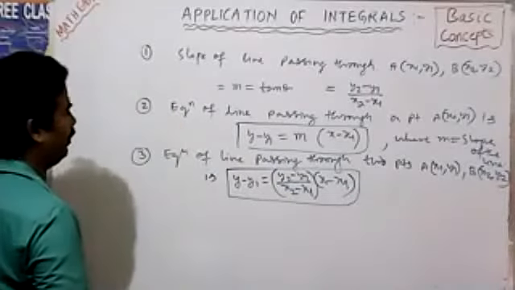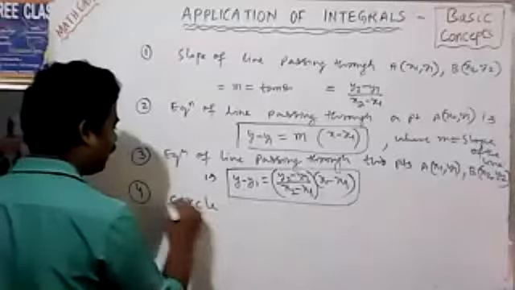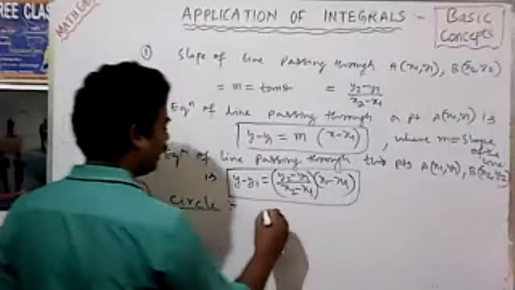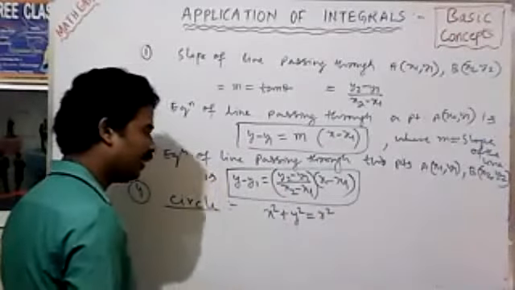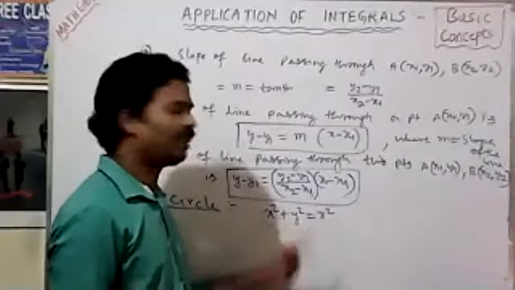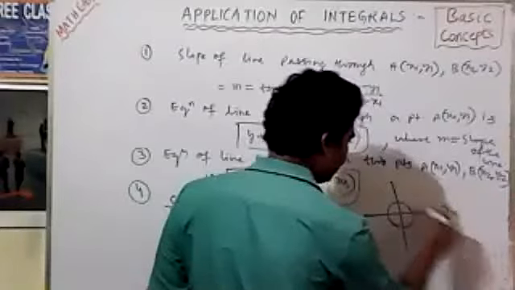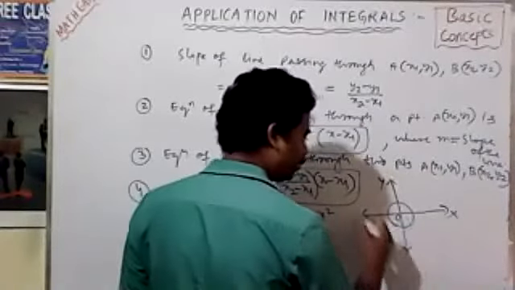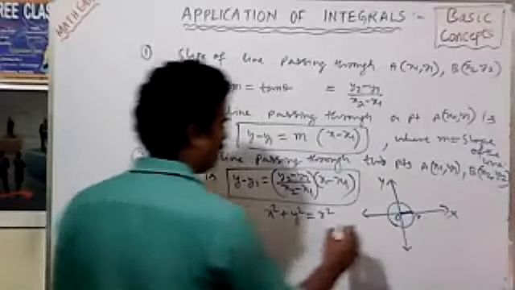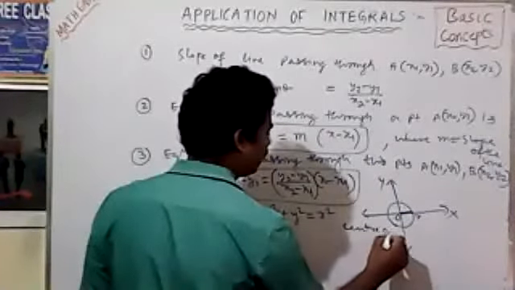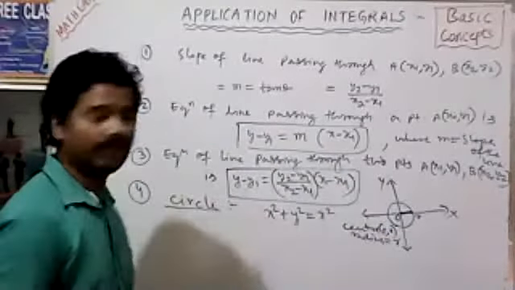This is the line concept. Similarly, fourth, that is the circle. The circle's normal concept is x square plus y square is equal to r square. Here r is the radius. Here you can say that the center is at the origin, and the radius is equal to r. So the center is at the origin, radius is r. So that's why this is the equation.